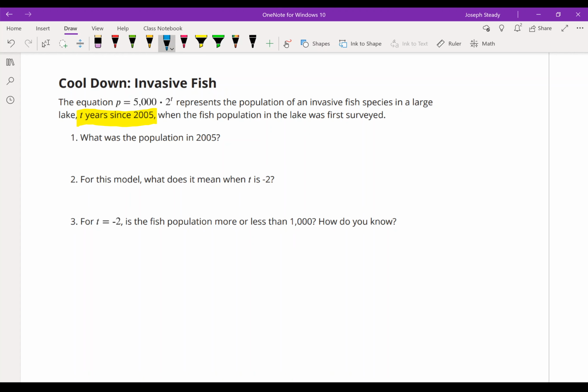There's a couple ways we can find this number. One is we can say, hey, if it's 2005, that means T equals 0. So I can just plug in 0 for T, and that'll end up giving us 5,000 as our answer. Or another way you can look at it is, hey, based on this equation, I know that's always my starting number right there. So the population in 2005 must have been 5,000 fish.